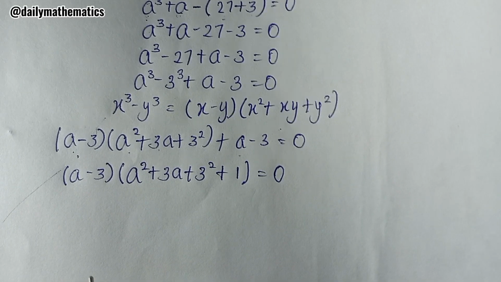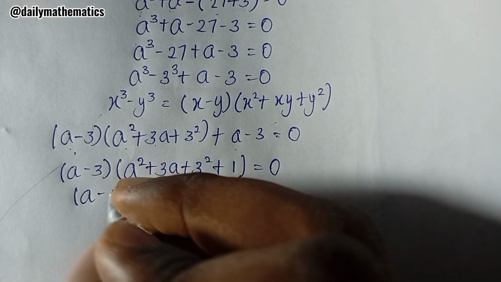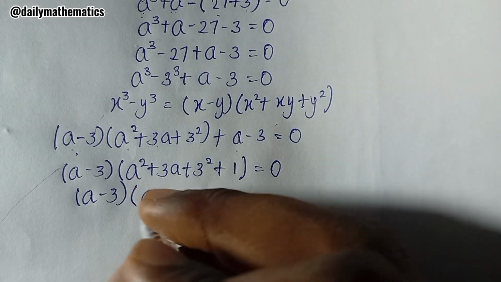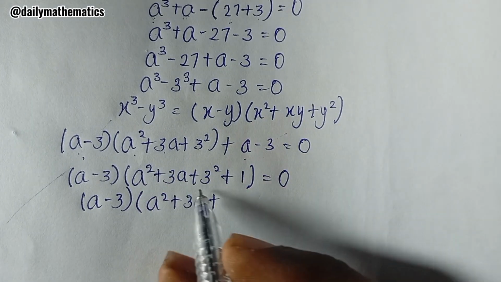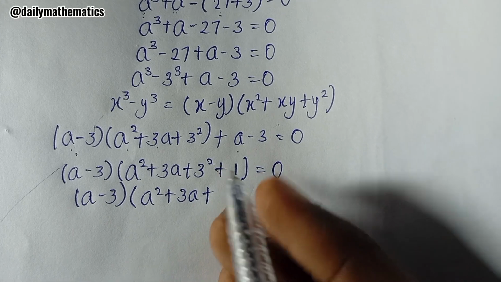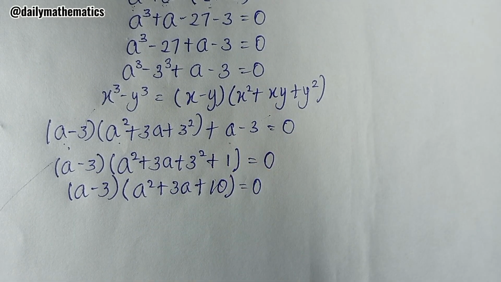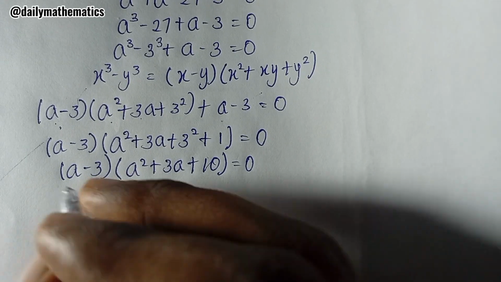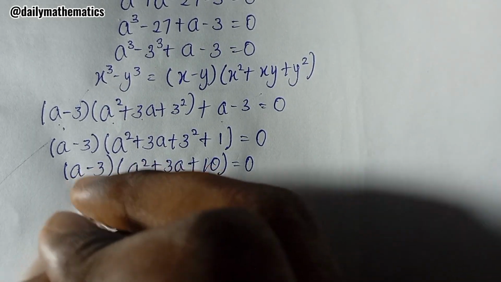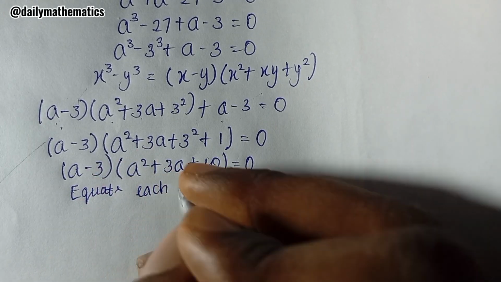And so from here, we can equate. Okay, before that, let's simplify the bracket. We have a minus 3, and here we have a squared plus 3a plus 3 squared, which gives us 9, and 9 plus 1 gives us 10, so a squared plus 3a plus 10 equals 0. From here, we can equate each bracket with 0.